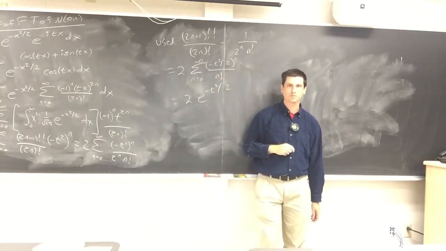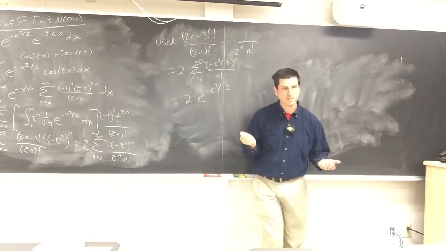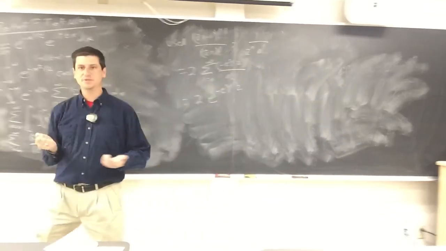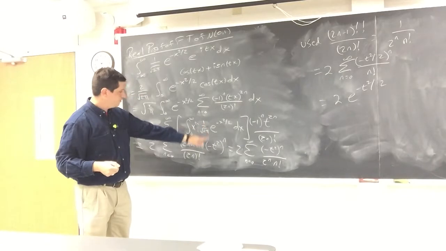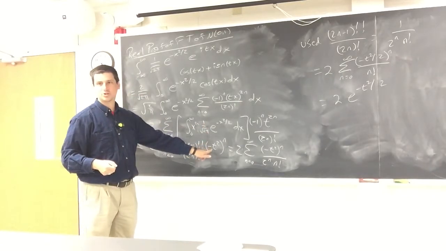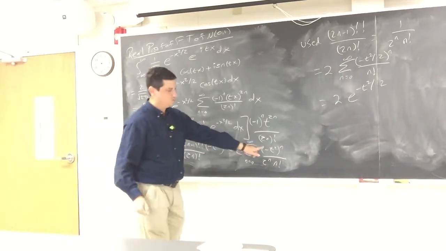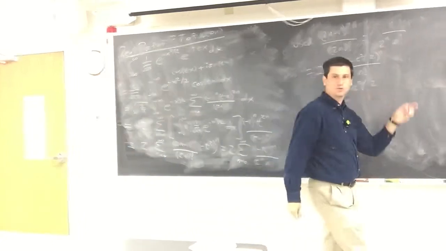And there's the Fourier transform. Now all we have to do is justify that the integral sum is the sum integral. Well, if we put in absolute values, the negative t squared just becomes a t squared. This just becomes a t squared. This just becomes a t squared. Everything's fine.